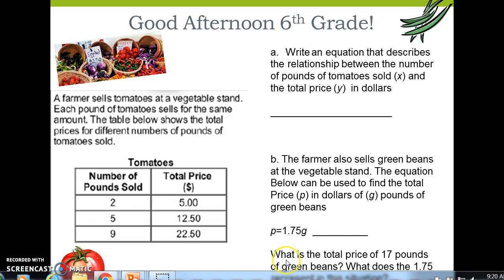So our question here is, what is the total price of 17 pounds of green beans? Well, if you plug in 17 for G, which is our pounds, you are going to get the price. So go ahead and take a minute. Plug 17 in for G, and you should get a total price.